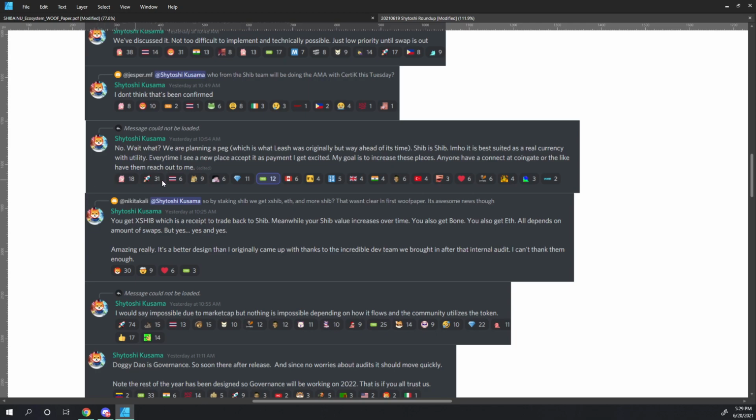Nikita Kalai asks, so by staking SHIB, we get X SHIB, ETH, and more SHIB? That wasn't clear in the first Woof paper. It is awesome news, though.